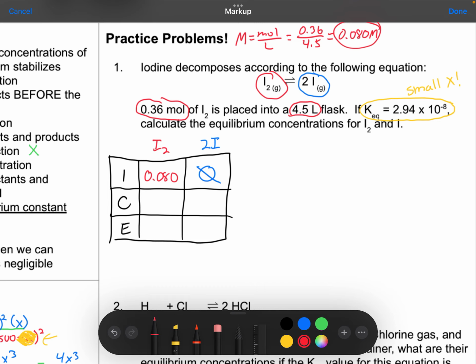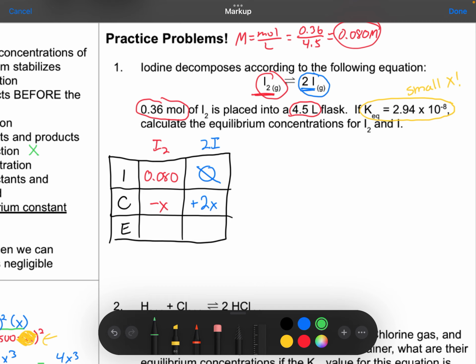So I want to look back up here at my reaction. There is no coefficient in front of my I2, so that is going to change in terms of just a singular x. So we're going to lose x amount of my I2. There is, however, a coefficient up here in front of my singular I, so we are going to gain 2x worth of I.